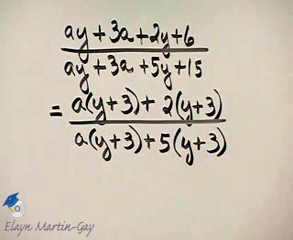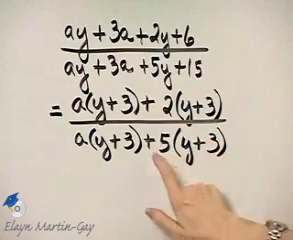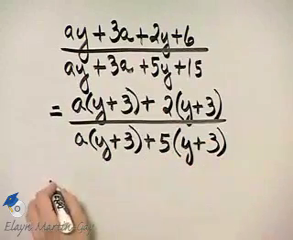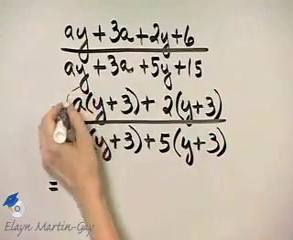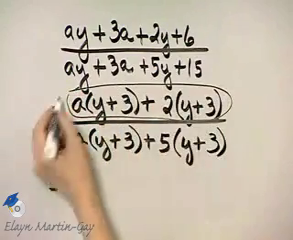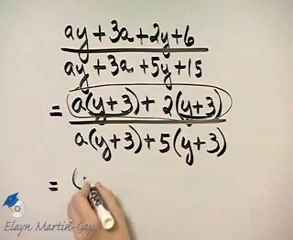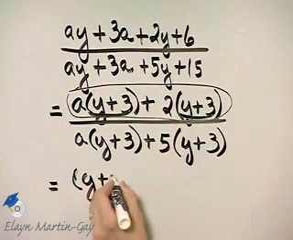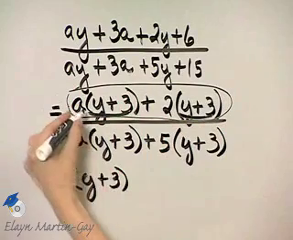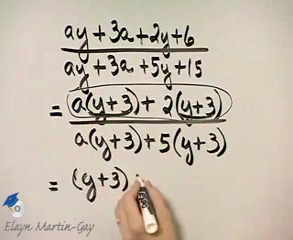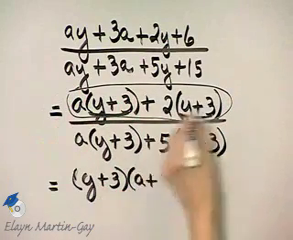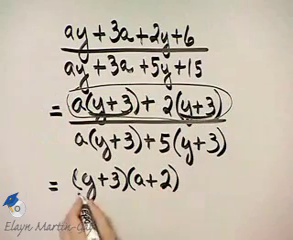Now, is the numerator, and in fact the denominator also, are those two polynomials factored yet? The answer is no. This is still addition, not multiplication. So let's continue factoring. Concentrate on this numerator a moment and notice there's a common factor of y plus 3. So I will factor out the common factor of y plus 3. When I factor it from this term, I have a, plus, factoring it from that term, I have 2.